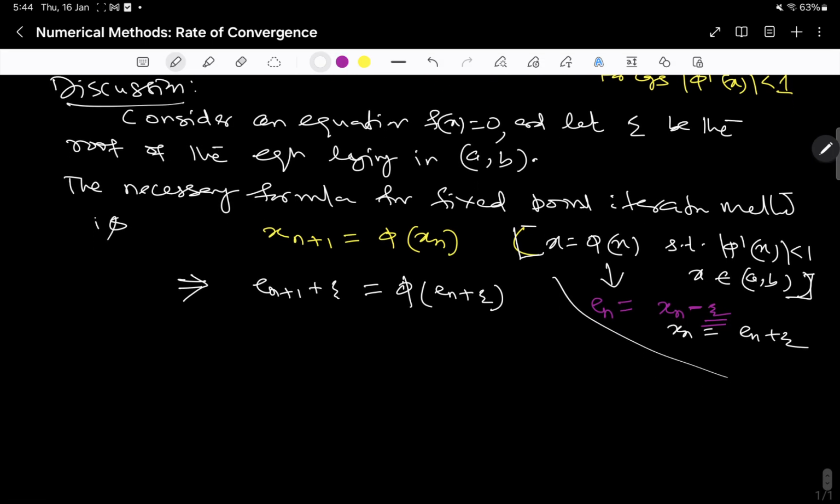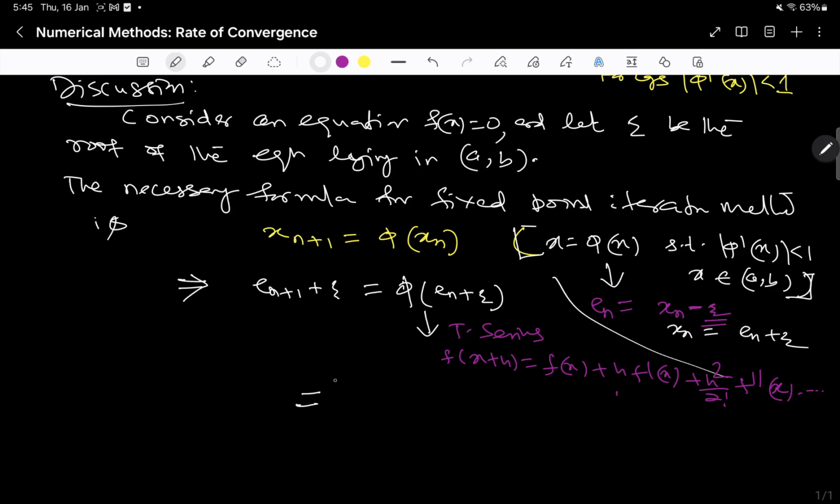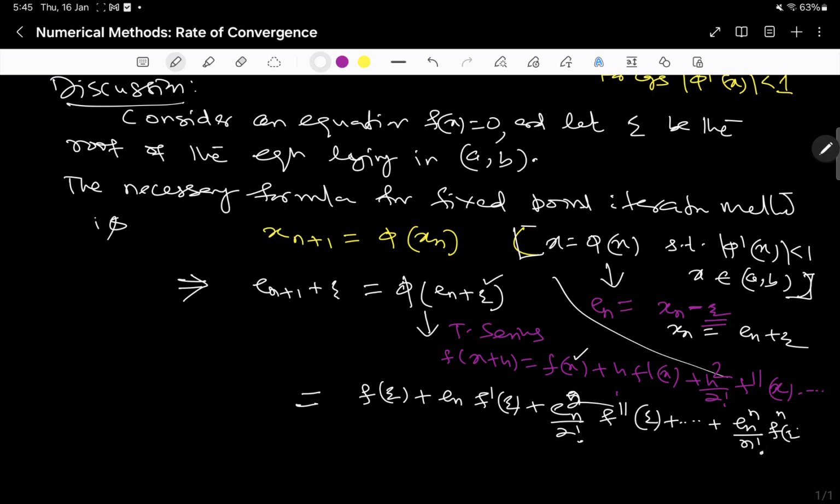You must be knowing the Taylor series expansion, so apply it here. The Taylor series expansion is f(x + h) = f(x) + h f'(x) + h^2/2! f''(x) and so on. Applying this, we get phi(zeta) + e_n phi'(zeta) + e_n^2/2! phi''(zeta), continuing to e_n^n/n! phi^(n)(zeta) and so on.